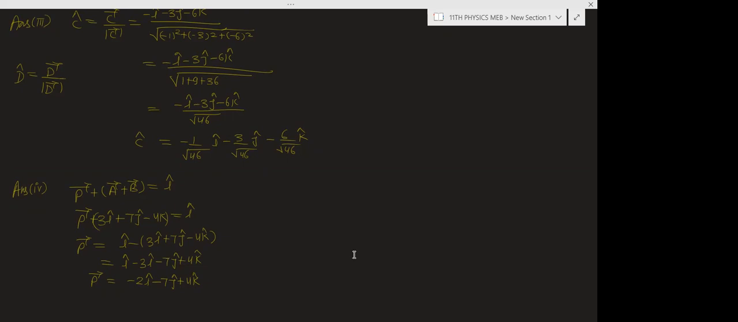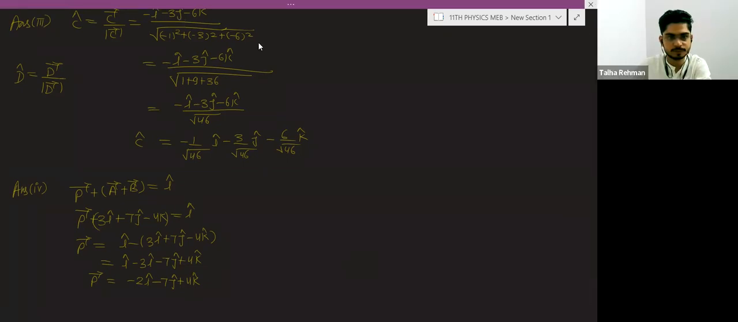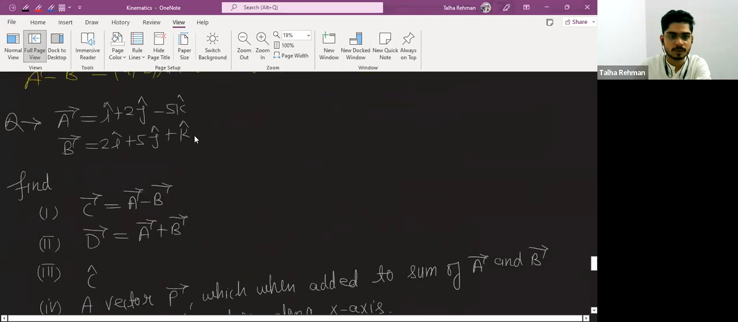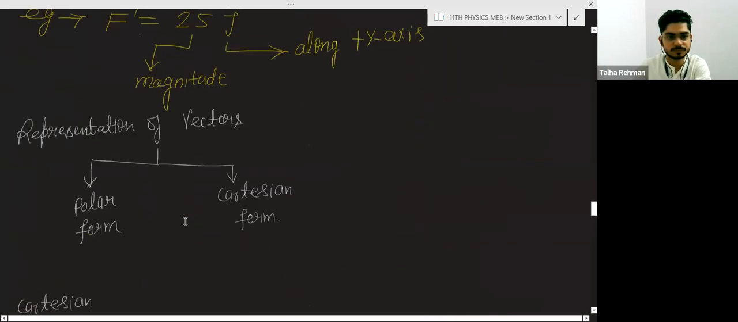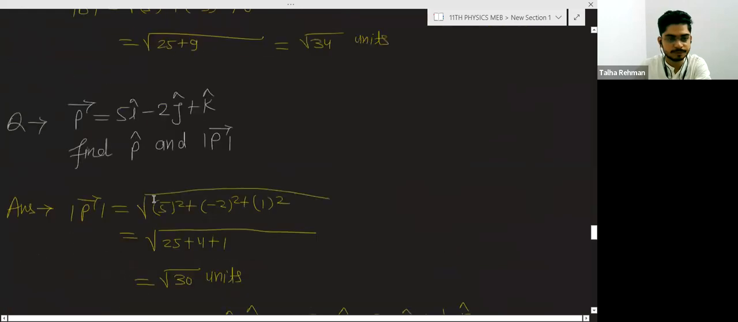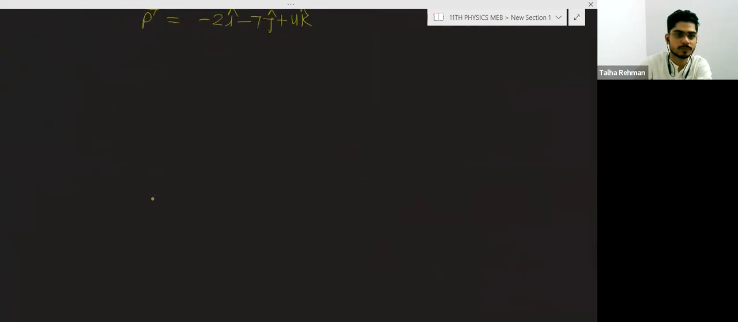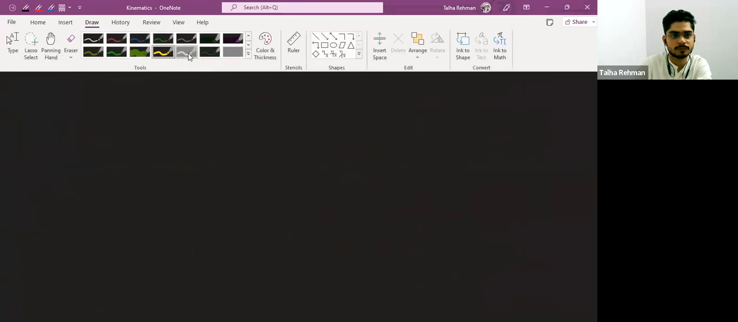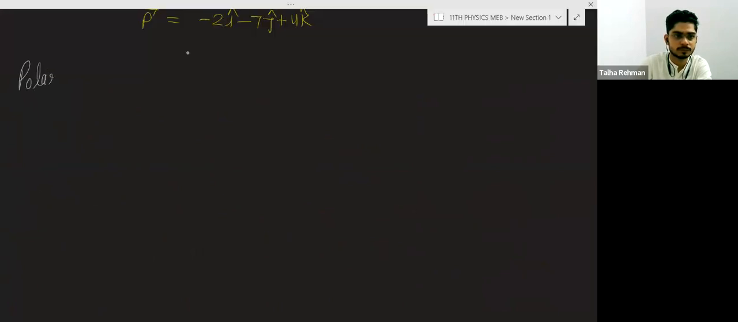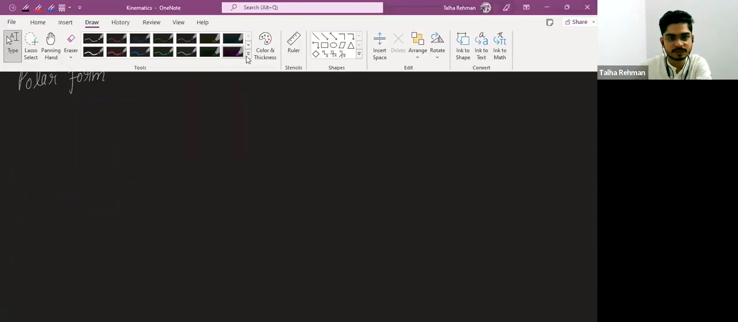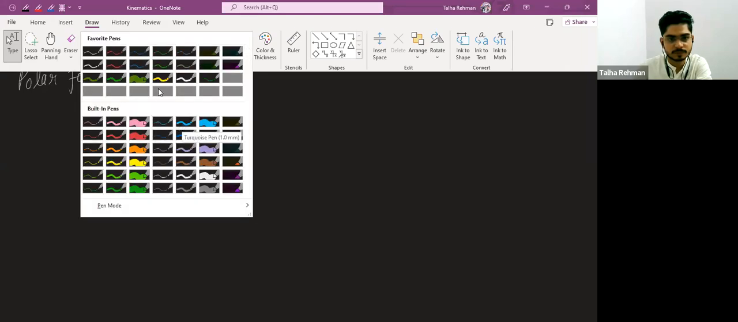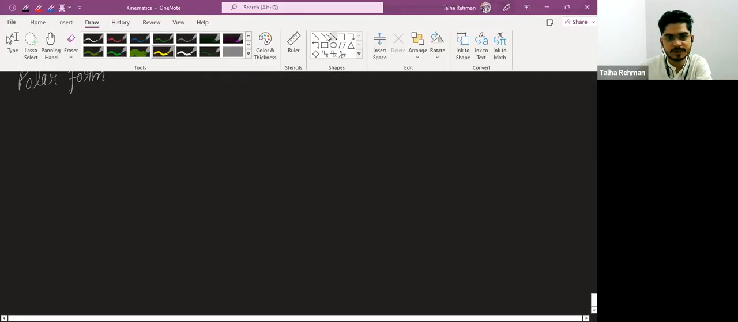So now I will discuss the polar form. Cartesian form is like this, i, j, k. And now polar form. Polar form means now we will represent the vectors in the polar form. So polar form means you will have the vectors like this.